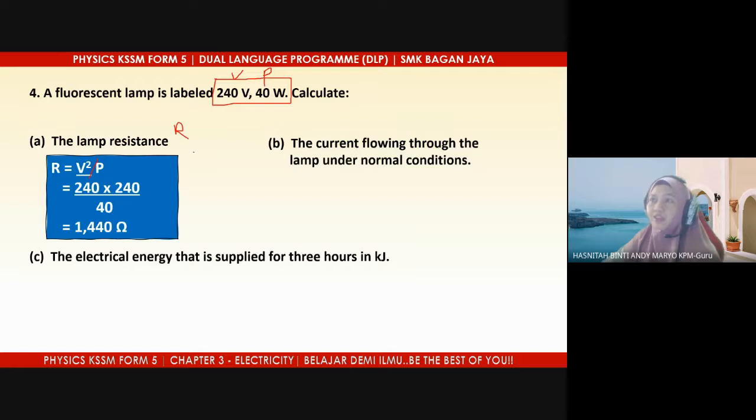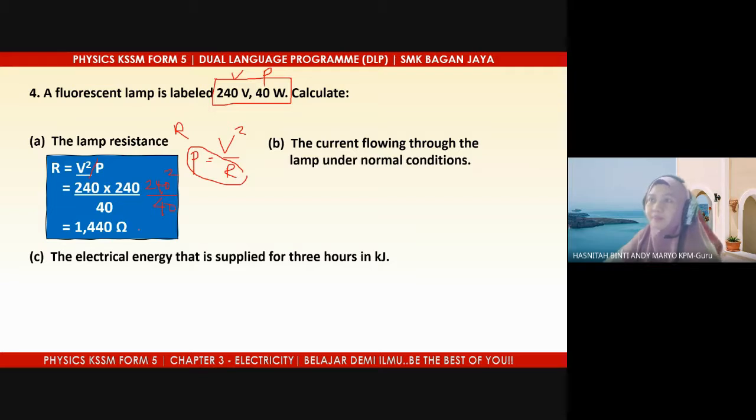Okay, it is derived from P equals V squared divided by R. So for this one we swap the position, bring R to this side, so we bring P down here. So V squared, 240 squared. If you do not want to do it this way, it is fine, you just write this way, 240 squared, divided by the power, which is 40.